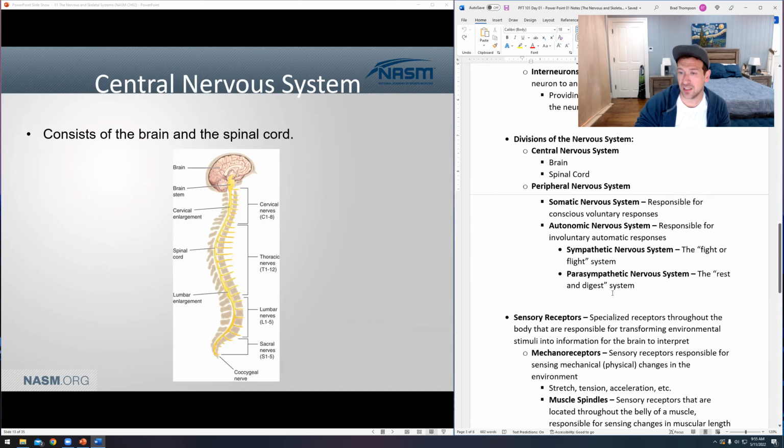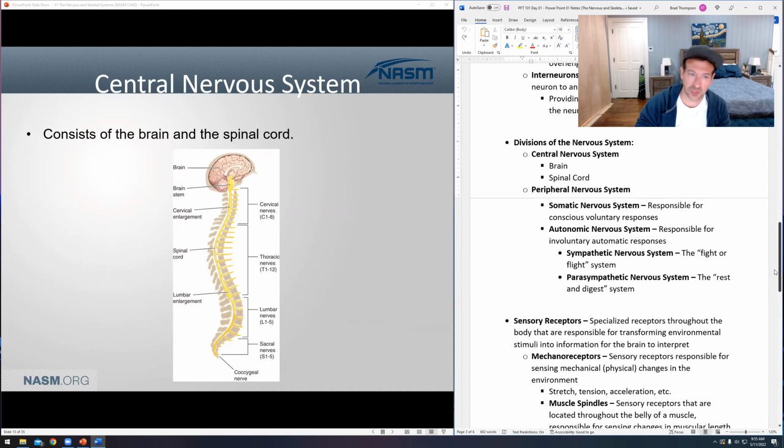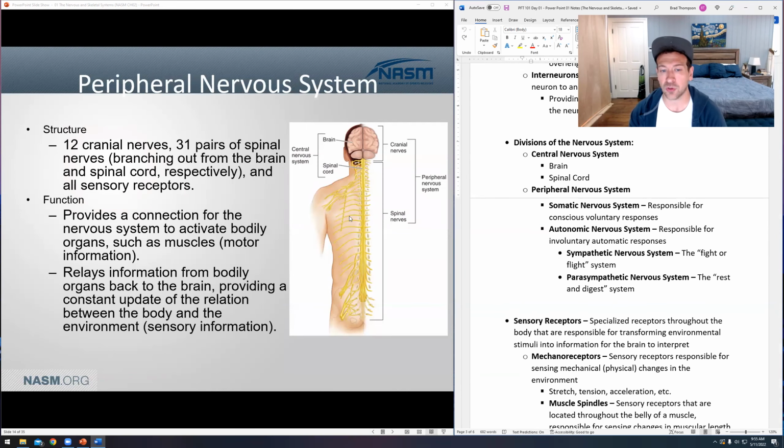So looking at the divisions of our nervous system, as we understand this, we've got our brain and our spinal cord. Like I said, that is the central system. The central system is the command center. It's responsible for all the decision making. And then your peripheral nervous system branches out from there. Your peripheral nervous system is all the peripheral nerves that branch away from the central system, and they're providing that connection point, that communication network with the central system.